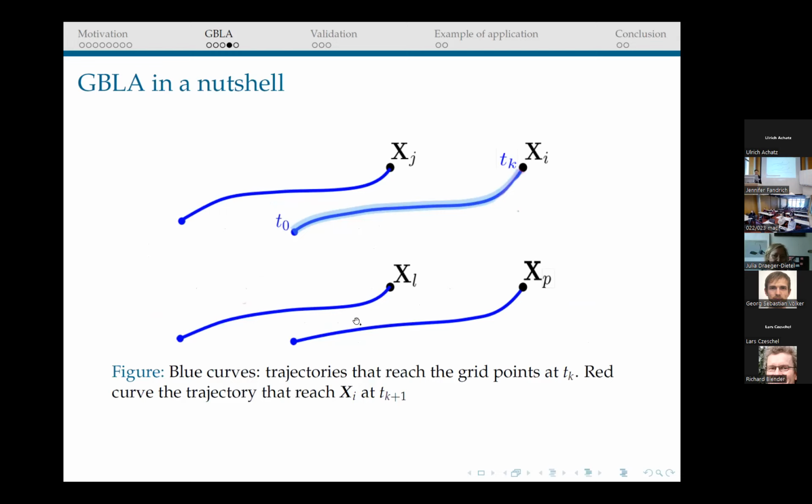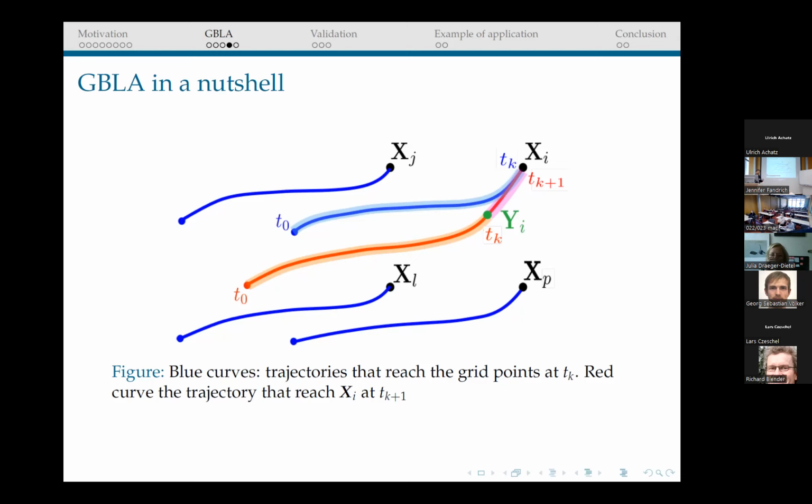So let's say these are my grid points xj, xi, xp, and xl, and I know the Lagrangian mean of all the trajectories that end up at my grid points at time tk. So I know the Lagrangian mean from t0 all the way to tk. And as I said, this is an iterative method. Now I want to find the Lagrangian mean of new sets of trajectories which start from time t0 and end up at my grid points at time tk plus 1 this time. And I showed one of them with this red color here.